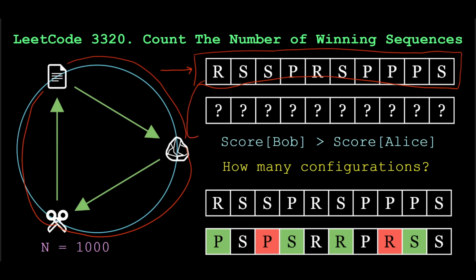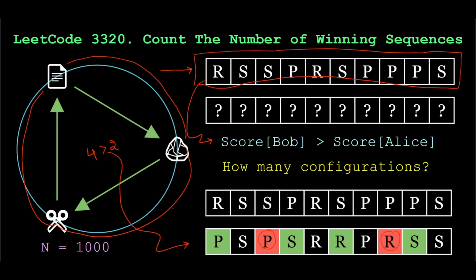You will win the game if the total score obtained by you in all of those n rounds is strictly greater than the score obtained by Alice. For example, in this configuration, all the rounds that are marked as green were won by Bob, all the rounds marked as red were won by Alice, and all the unmarked rounds led to a draw. Now you can see that since Bob won 4 rounds and Alice won only 2 rounds, 4 is greater than 2, and this is a valid configuration.